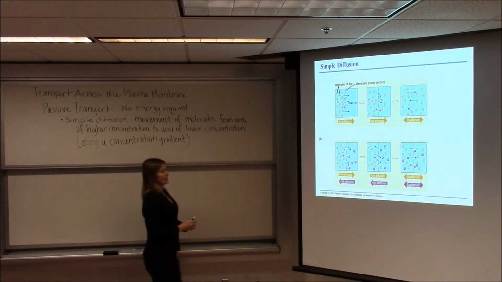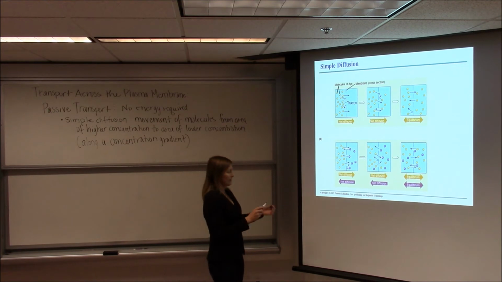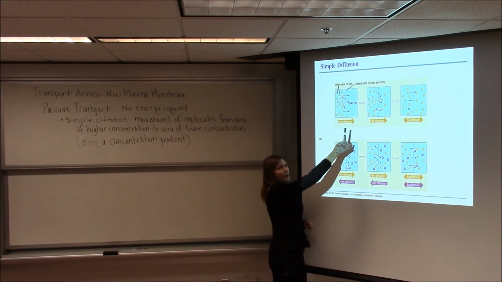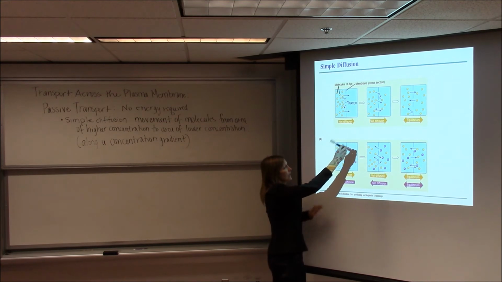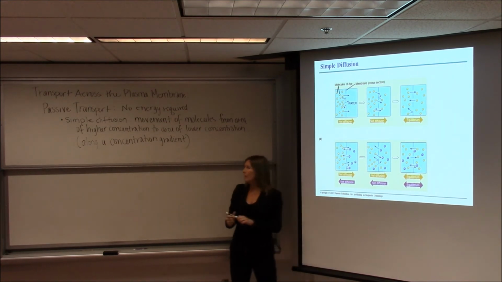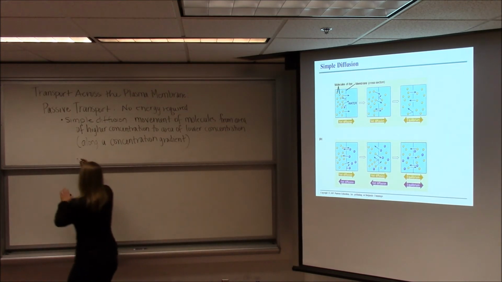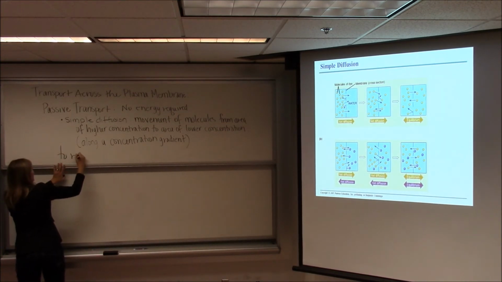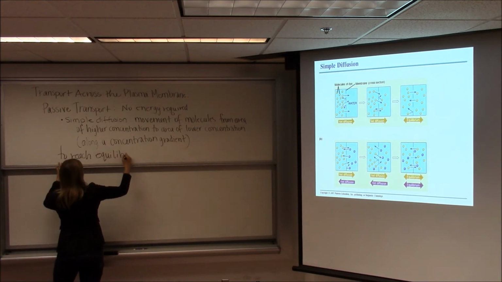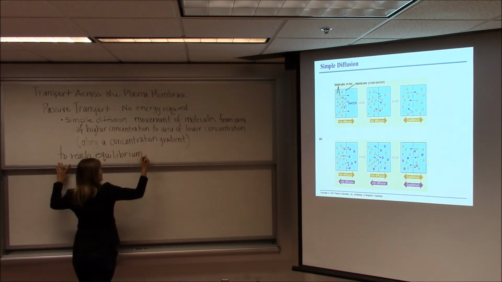And the screen shows this. At the top shows dye molecules. On one side of the membrane, they're in high concentration. And on the other side, there are really none when we start off. And over time, they're going to reach this state of what we call equilibrium. Equilibrium, equal on both sides of that membrane.